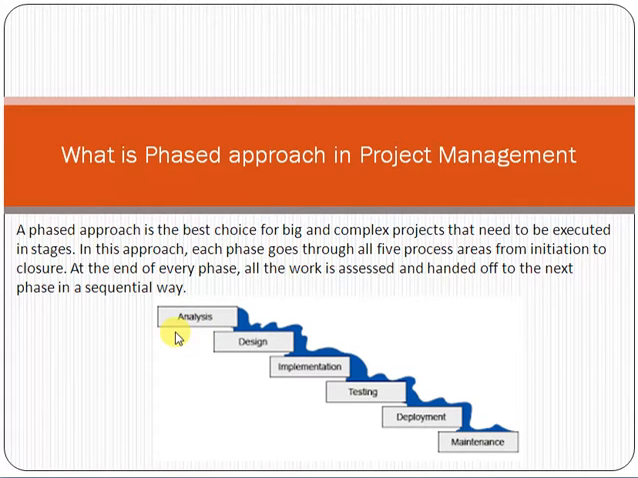The phased approach means that whenever we get a project, you as a project manager receive a signed contract from the customer or from senior management. For example, you have to implement the Oracle ERP solution for a customer. So this is a signed contract, and the scope is also decided.